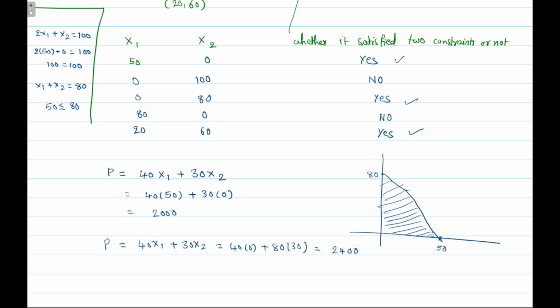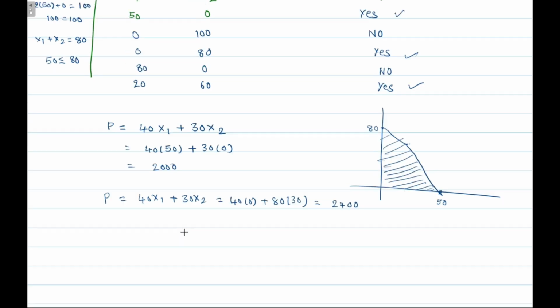And the third one is 20 comma 60. So 40 multiplied with 20 plus 30 multiplied with 60. This one will give you 800 and this one will give you 1800, so the total becomes 2600. So when I take the values 20 comma 60, I get 2600 rupees profit.